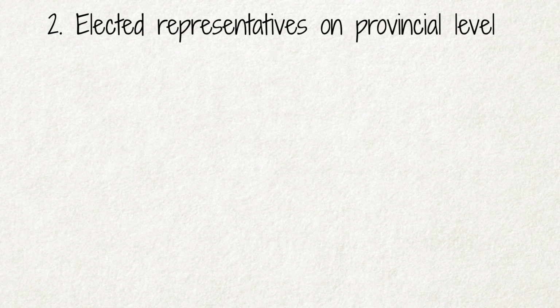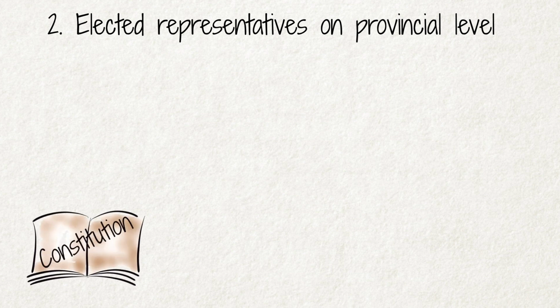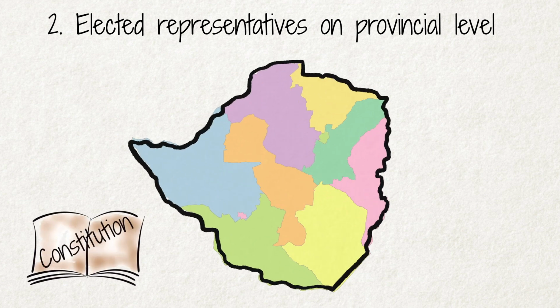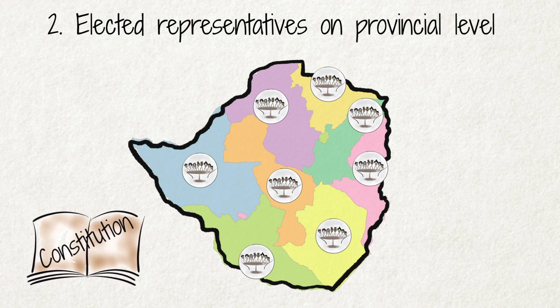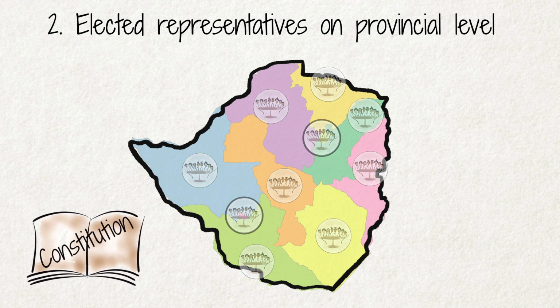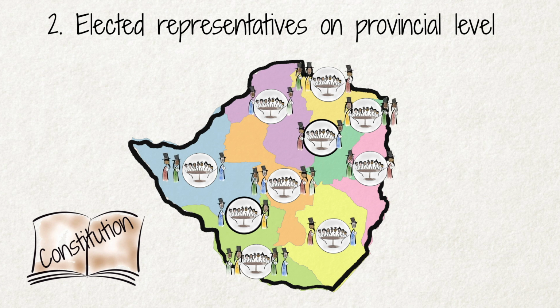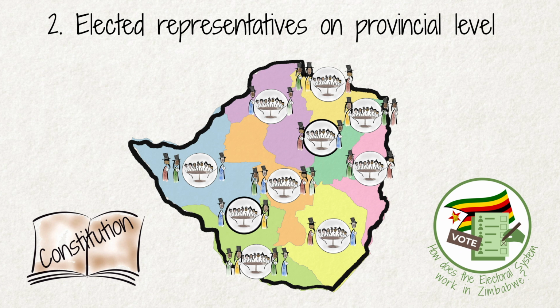2. Elected representatives on provincial level. The Constitution of Zimbabwe requires the election of representatives that sit in each of the 8 provincial councils and 2 metropolitan councils. But at the time when this video was made, 2022, these councils had not yet been established. Once they are established, the number of representatives in these councils will differ across the 10 provinces depending on how many mayors and chairpersons from local government each province has. We explain this aspect in more detail in our Civics Academy video, How Does the Electoral System Work in Zimbabwe?